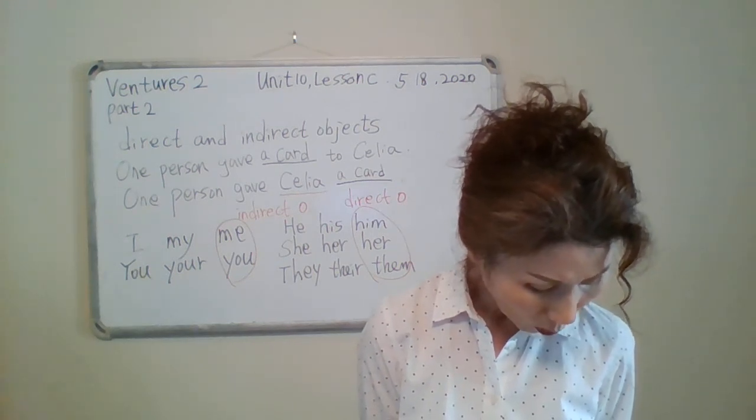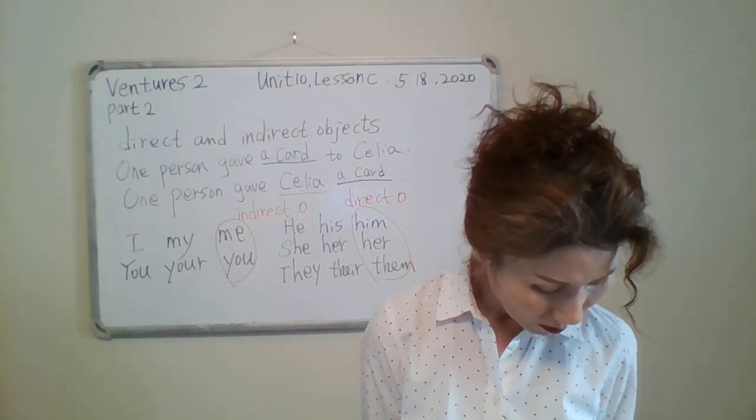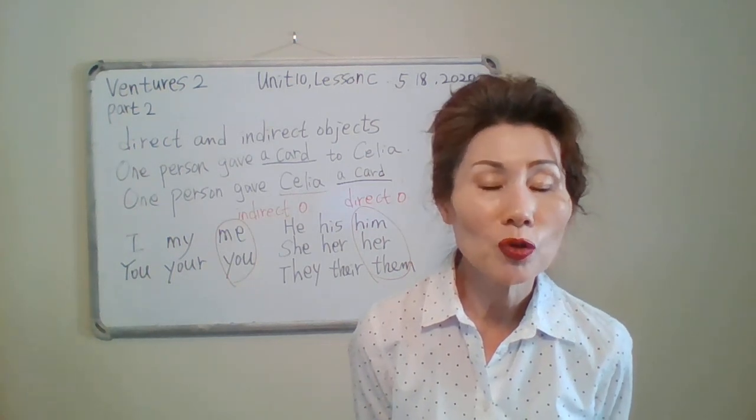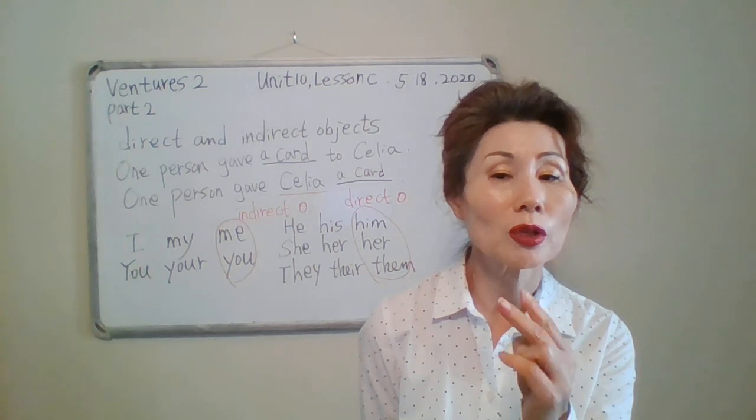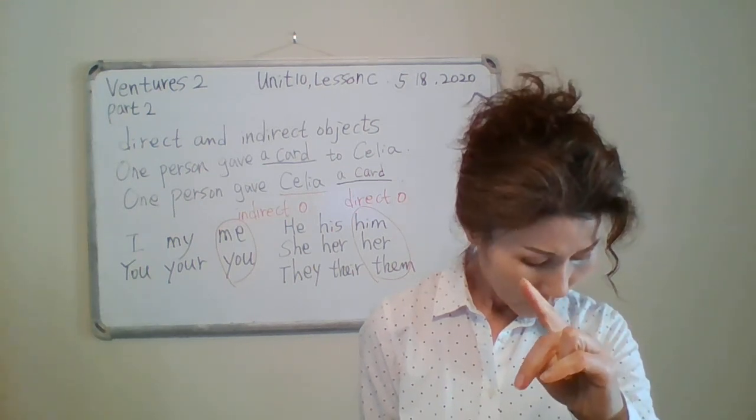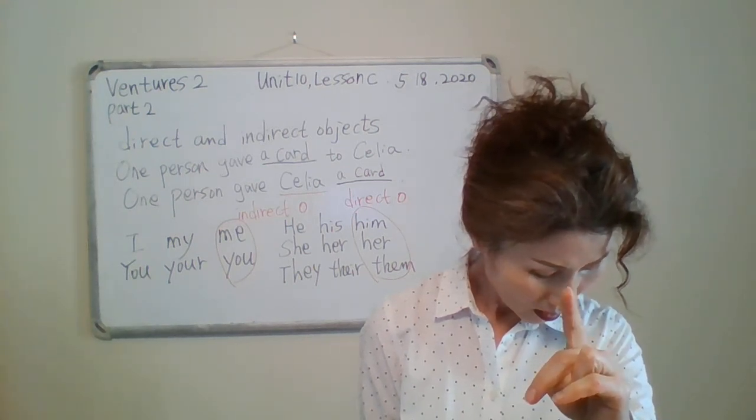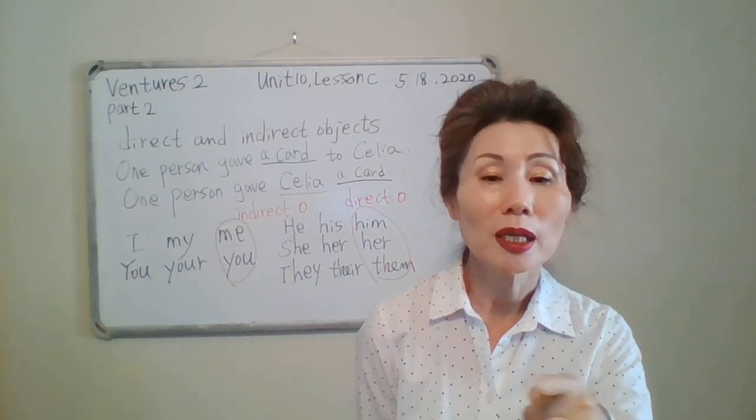Okay, look at number 4. What did Joe buy Mary and Judy? Mary and Judy, 2 people. So we gotta use them. He bought them.